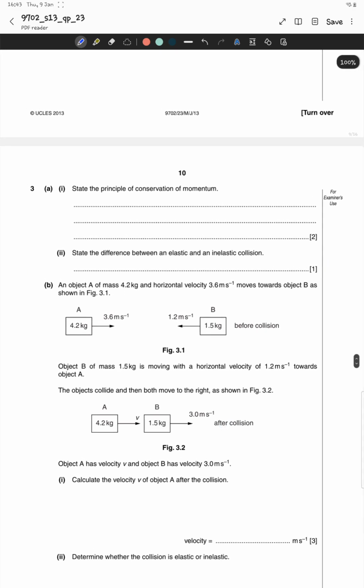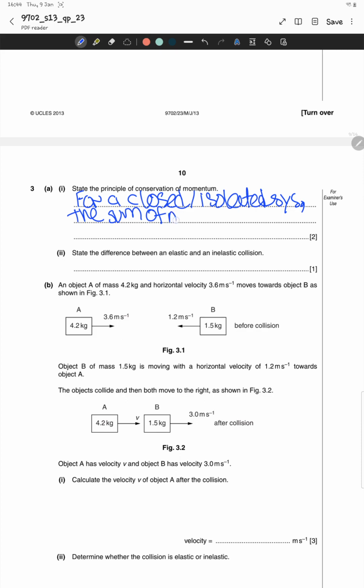Okay. State the principle of conservation of momentum. This is simple: for a closed system, or for a system with no external forces, for a closed slash isolated system, the sum of momentum before collision is equal to the sum after collision.